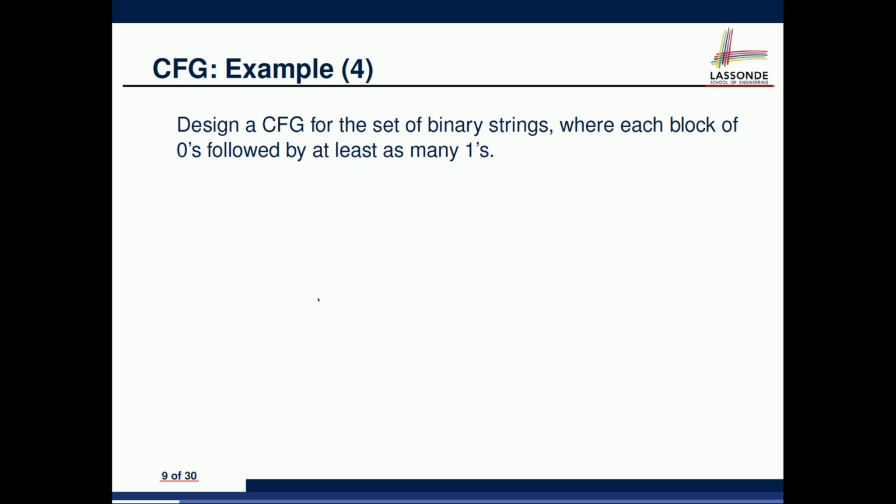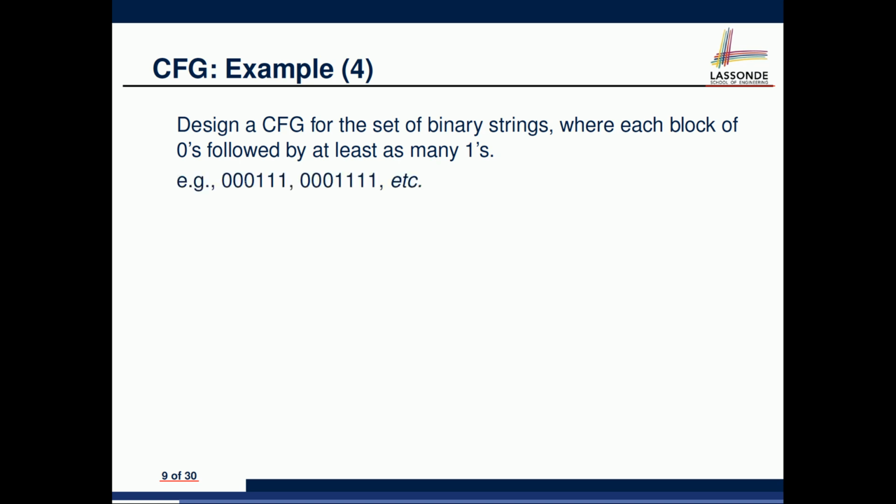Okay. Let's say we want to have a context-free grammar for binary string, so alphabet 0 and 1. And we want to say somehow you can divide the string into blocks of zeros and ones. And for every block, you want to make sure zeros are followed by at least as many ones. It cannot be fewer.